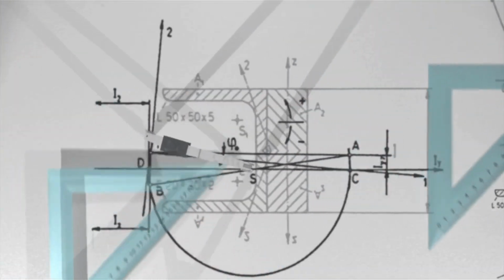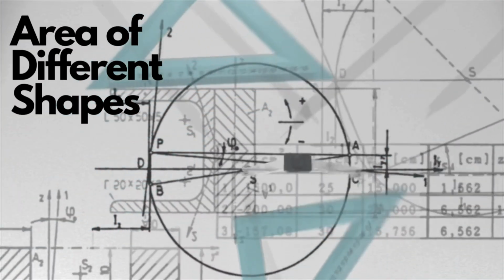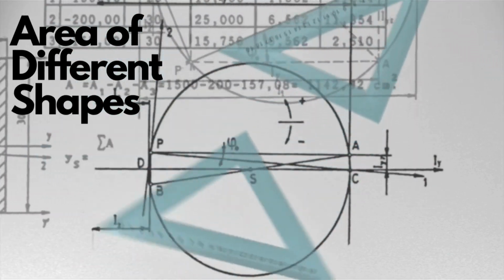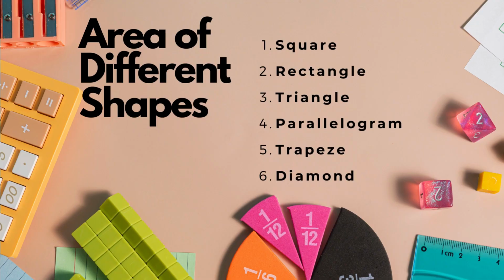I have just started a new series where we are going to do some math. Today we're going to do some geometry that is taught to students who are in the 10th grade. So we'll calculate the area of different shapes. We'll start with the square, followed by the rectangle, the triangle, the parallelogram, the trapeze, and we'll finish with the diamond.